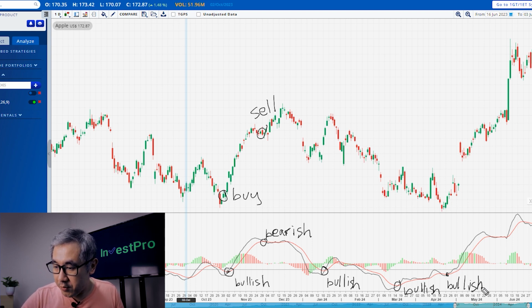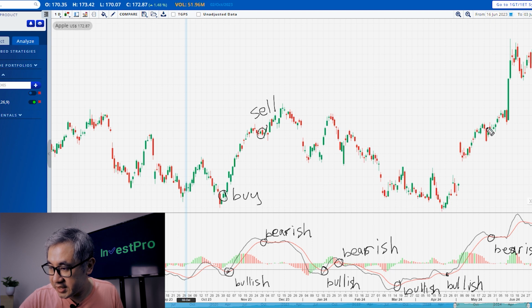And when the black line crosses below the red line, like over this spot, it indicates bearish, and traders would like to sell. Another one at this spot, you can see the black line crosses below the red line, so it indicates bearishness in the market, and then traders start to sell. So it tallies with this price.